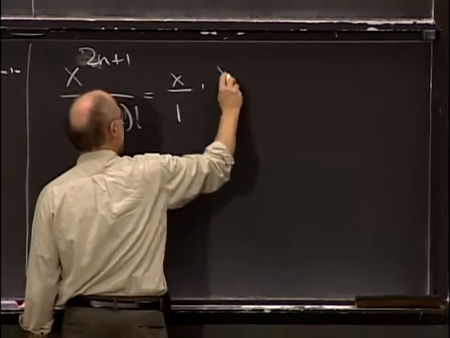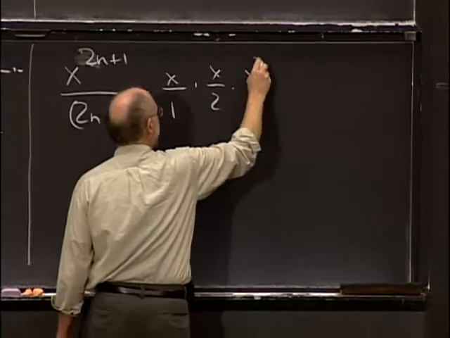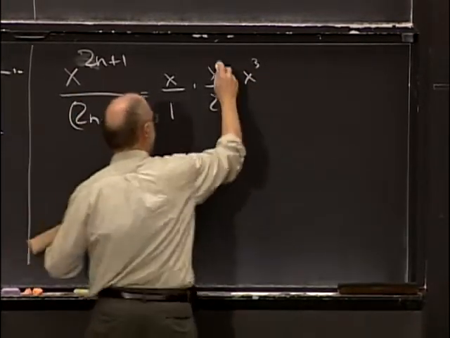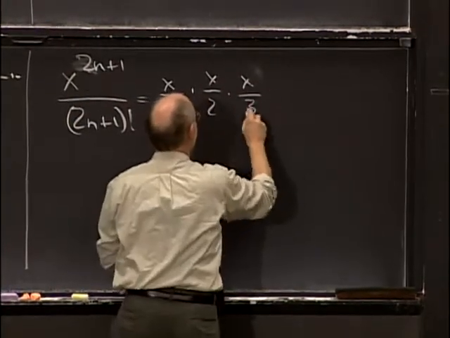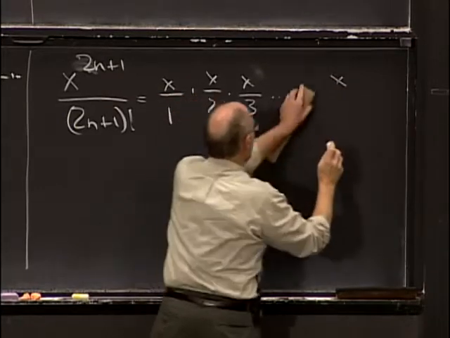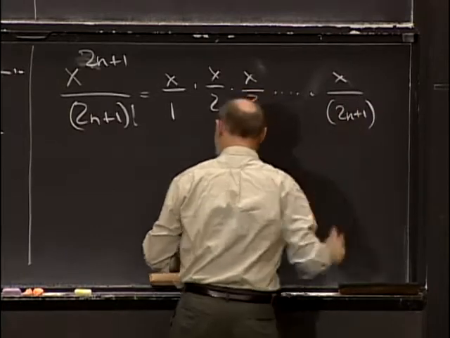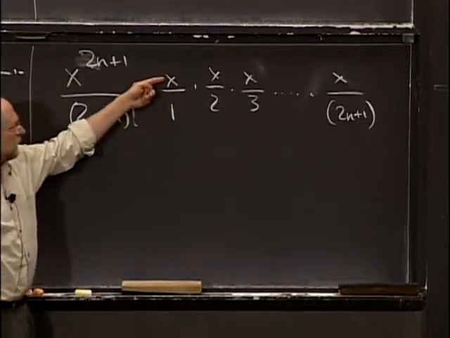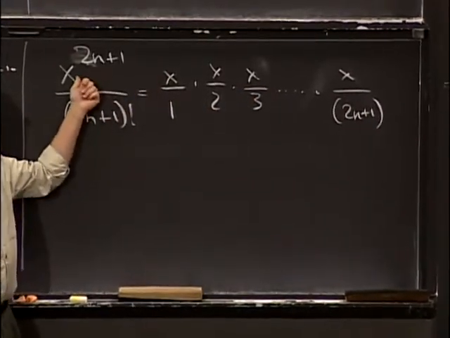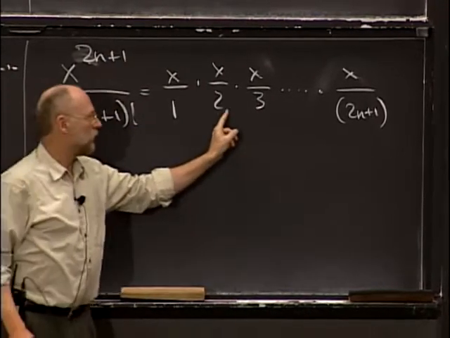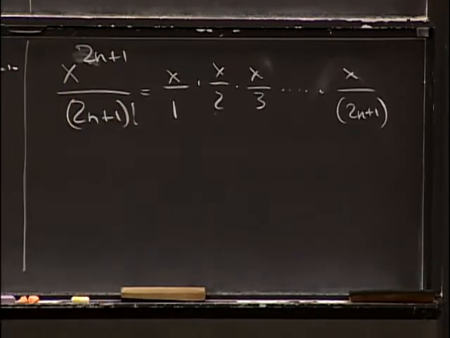It's x over 1 times x over 2 times x over 3 times, and so on, up to x over 2n plus 1. I've multiplied x by itself 2n plus 1 times in the numerator, and I've multiplied the numbers 1, 2, 3, 4, and so on by each other in the denominator, and that gives me the factorial. So I've just written this out like this.